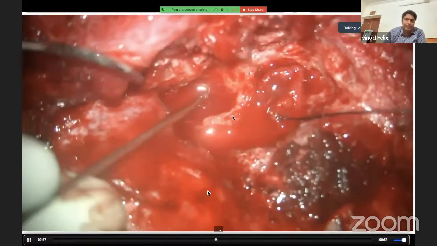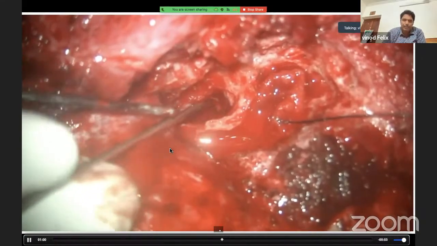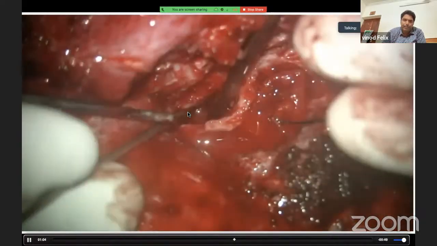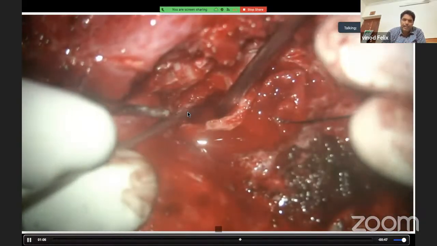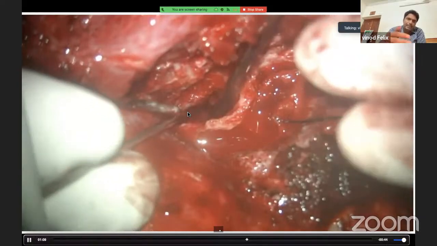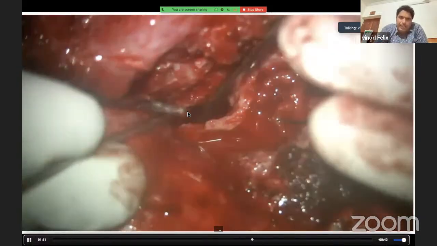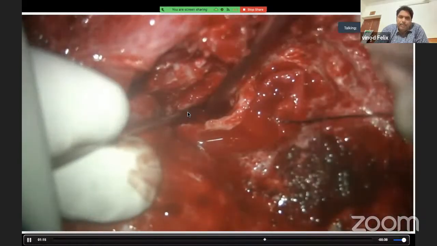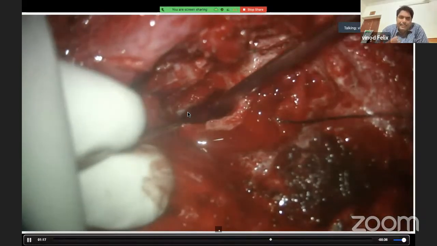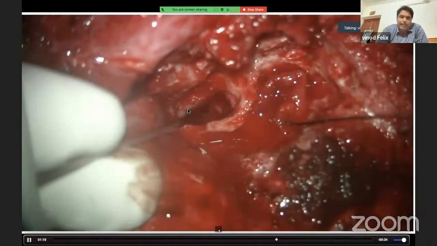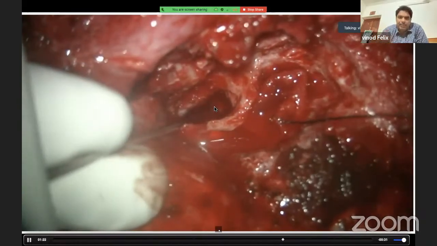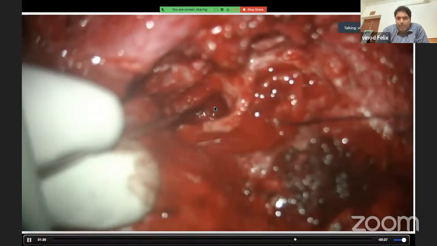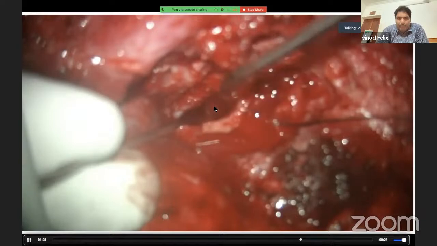So just changing the view, this is the middle fossa dura. It's a carotid artery. This, in fact, is a chordoma which has just seeped from the clivus to the petrous bone. So we did a transnasal approach for the clival part, and the petrous part is being addressed through the mastoids. So this is what you call the transcochlear approach.